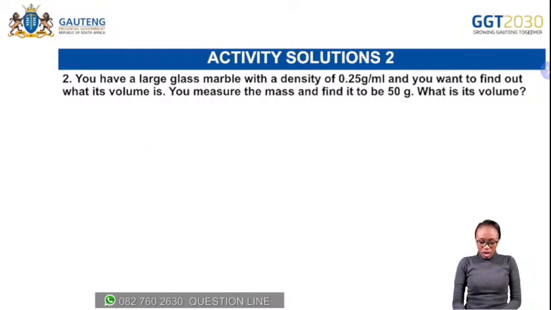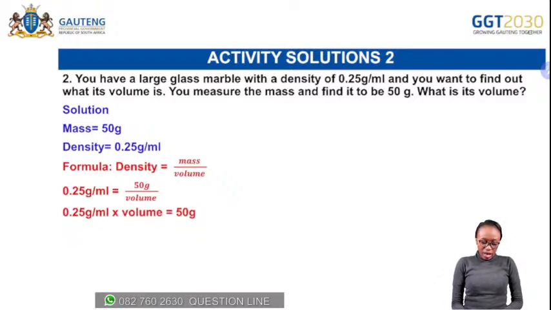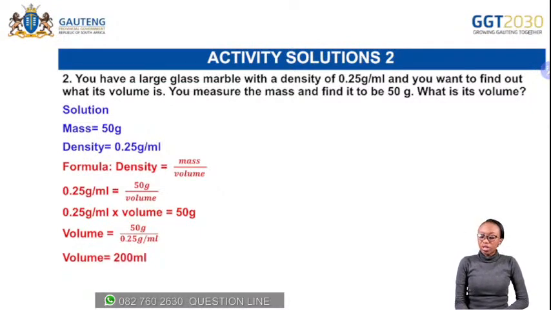And then the second calculation was you have a large glass marble with a density of 0.25 gram per milliliter, and you want to find out what the volume is. You measure the mass and find it to be 50 grams. So what is the volume? So the solution, you check what you've been given. You've been given mass, you've been given density. So how do we calculate the volume? So we still go back to the formula for density, which is 0.25 grams per milliliter is equal to 50 grams over an unknown, the unknown being volume. So we multiply 0.25 grams by the unknown to give 50 grams, and then we swap them around and divide the mass by the density to give us 200 mils. So the volume is 200 mils.